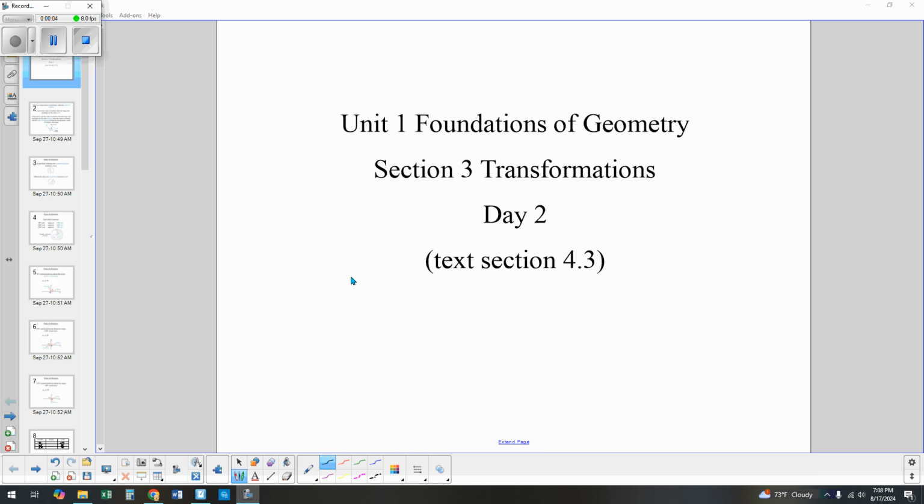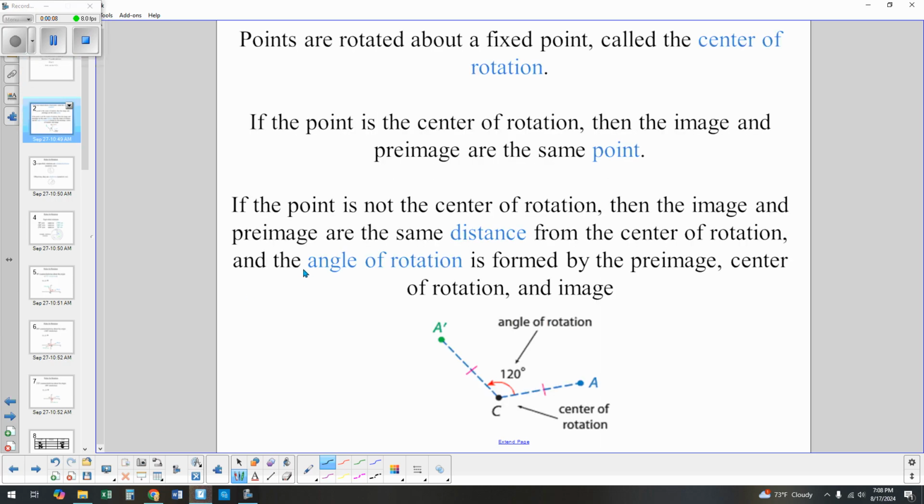This is lesson 4.3. Today we're going to talk about rotation. So rotation is still a congruence transformation. In a rotation, points are rotated about a fixed point, which we'll call the center of rotation. If the point is the center of rotation, then the image and preimage are the same point. It wouldn't move. But if the point is not the center of rotation, then the image and preimage are the same distance from that center.